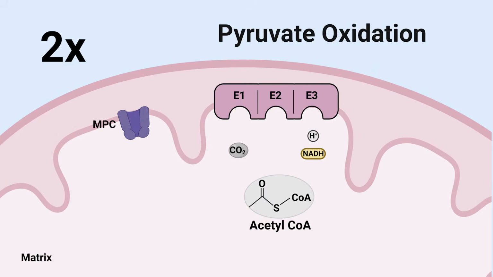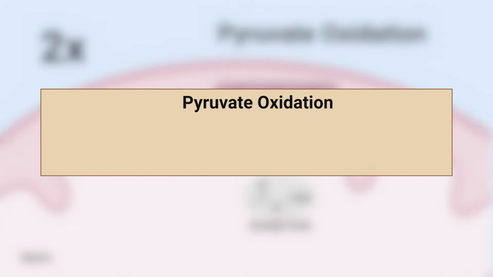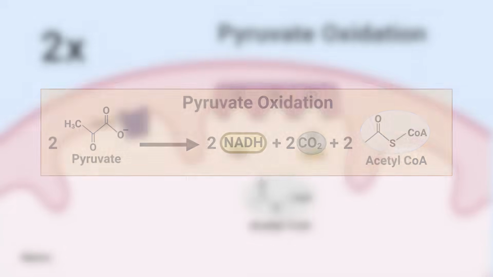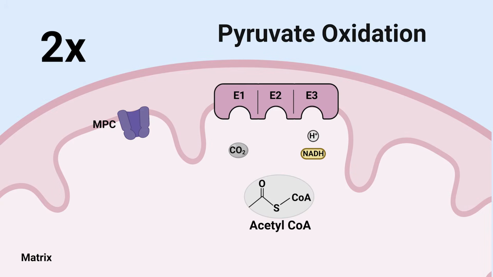Now, an important thing to remember here is that it's happening to 2 pyruvates. For each starting glucose, we had 2 pyruvate molecules. So actually, our input to pyruvate oxidation is 2 pyruvate, and our output is 2 CO2 molecules that we expire, 2 NADH, which we'll see at the very final stage of cellular respiration, and 2 acetyl-CoAs. It's those acetyl-CoA that are now going into the citric acid cycle.